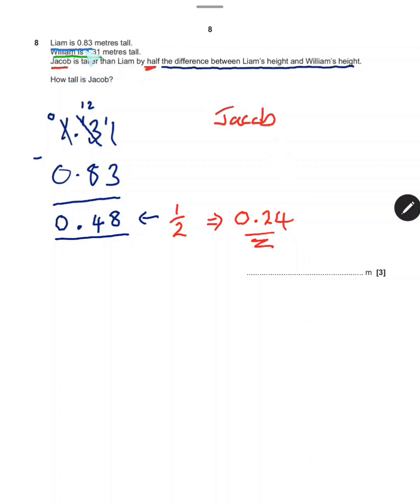So we need to go back into Liam's height. Liam is 0.83. And we're going to add on this 0.24 that we've just worked out. And it's just an addition. 3 add 4 is 7. 8 add 2 is 10. Decimal point, decimal point, decimal point. And that would just be 1.07. My friend Jacob is 1.07 meters tall.